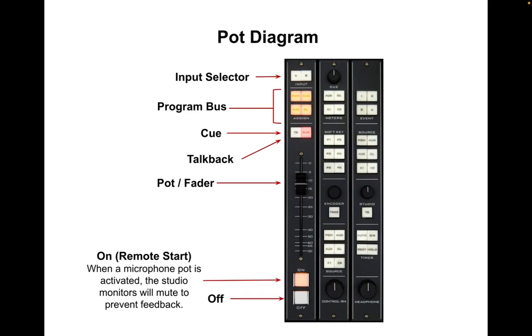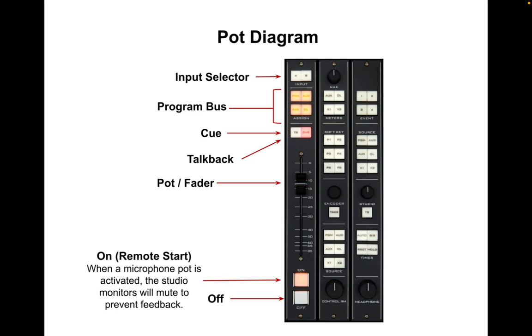When a microphone pot is activated, meaning turned on, the studio monitors will mute to prevent feedback. This is the reason headphones must be worn when speaking on the air. It also activates the on air light outside the studio door to warn others from entering, interrupting, and causing a distraction. The off button does just that. It removes audio from that pot and deactivates it.